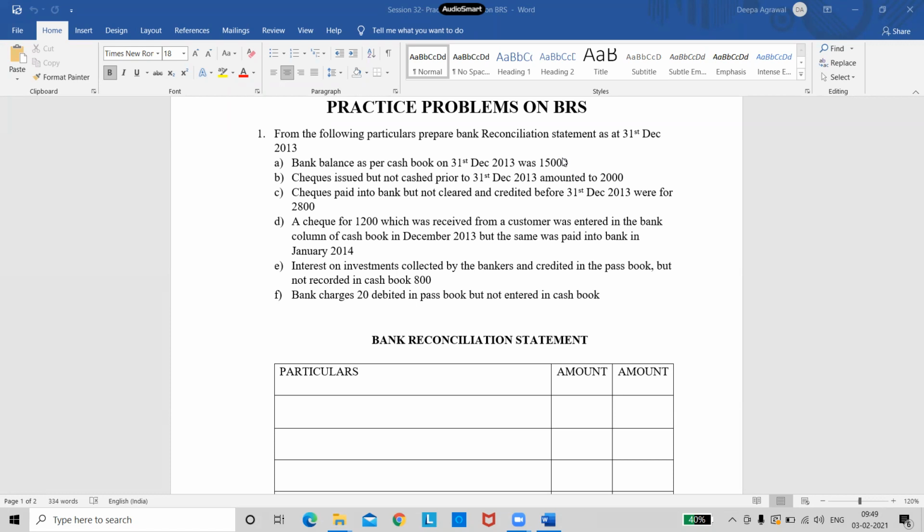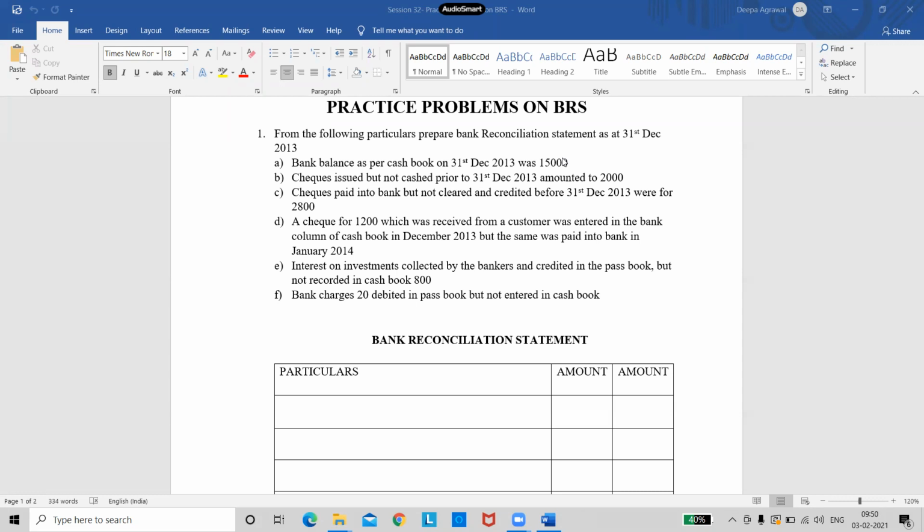And when are we preparing the BRS? We are doing it on 31st December. That means by 31st December, the banker has not recorded this transaction in the passbook. It is only recorded in the cash book. And with the record of this transaction, the cash book balance will increase because it is checks deposited. So the cash book has recorded, passbook has not recorded, and cash book balance will be more and passbook balance will be less.